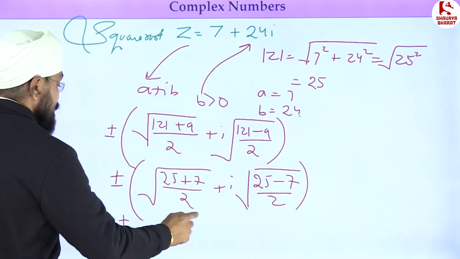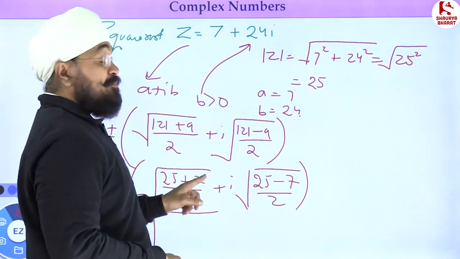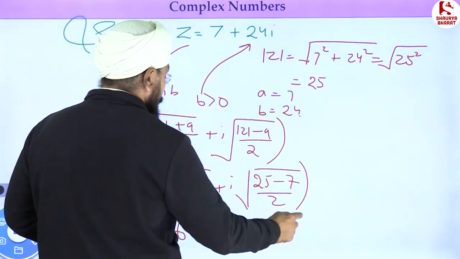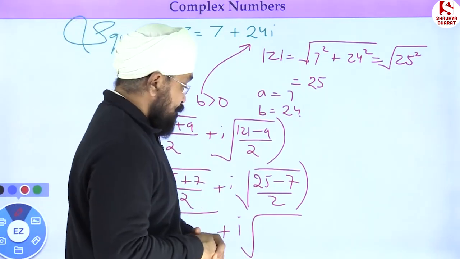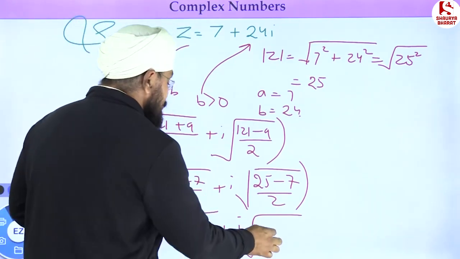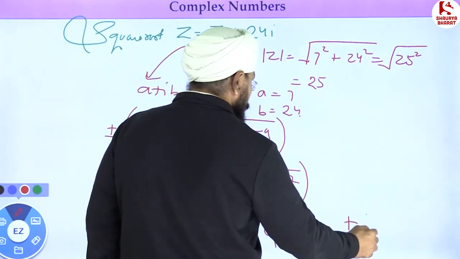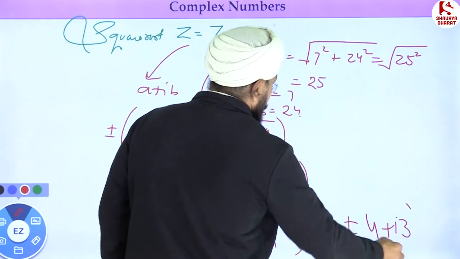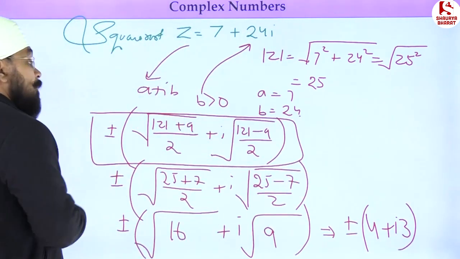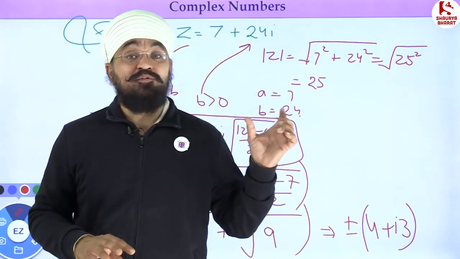So this is plus minus (root of 32 divided by 2, because 25 plus 7 is 32, 32 divided by 2 is 16, plus iota root of 25 minus 7, which will give you 18, 18 divided by 2 is 9). So you see the answer you are getting is plus minus (4 plus iota 3). That's what we have got. So this formula is also important for you to do the questions much faster.